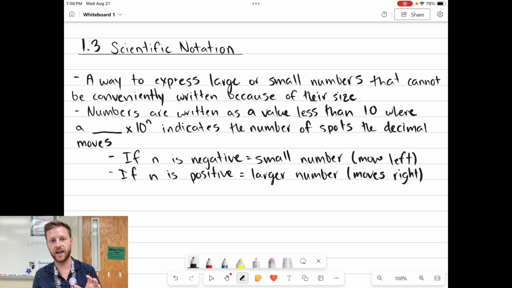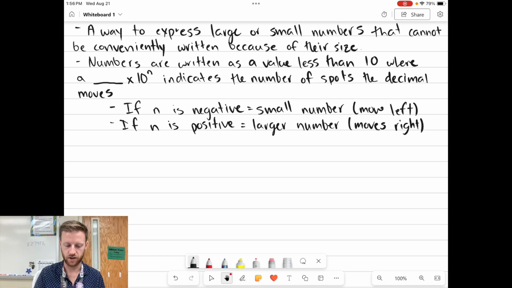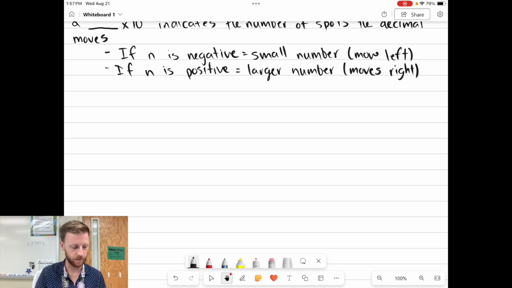So let's get some practice here going both ways. So we're going to have some big numbers, we're going to have some small numbers. We're going to start by looking at what happens going out of scientific notation, and then we'll bring numbers into scientific notation. So, for instance, some examples here.